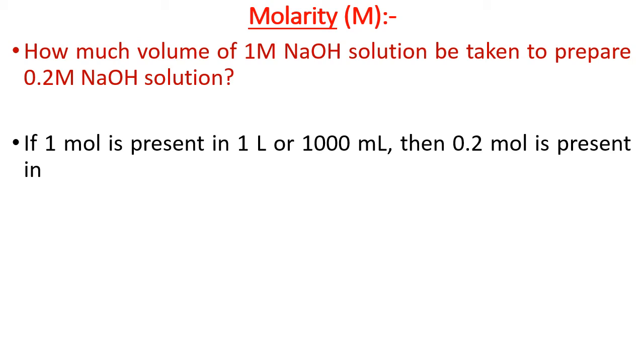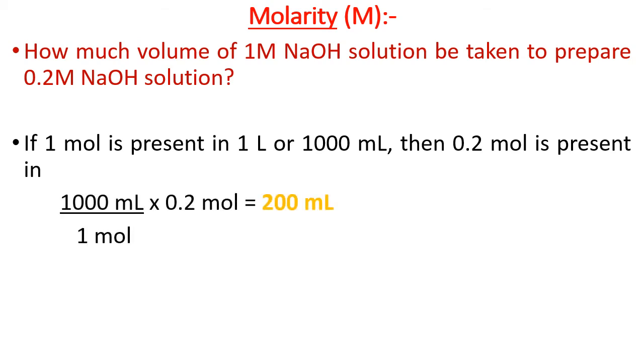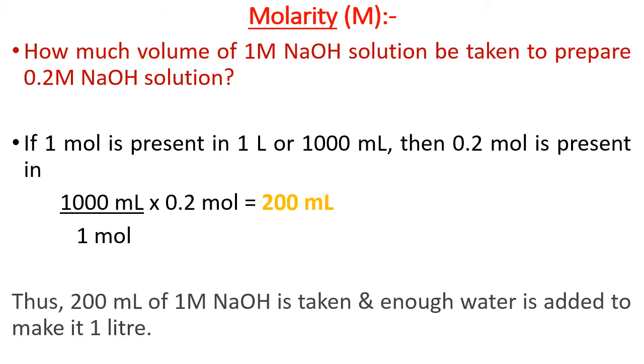If 1 mole is present in 1 liter or 1000 ml, then 0.2 mole is present in 1000 ml into 0.2 mole divided by 1 mole, which is equal to 200 ml. Thus, 200 ml of 1 molar NaOH is taken and enough water is added to make it 1 liter.